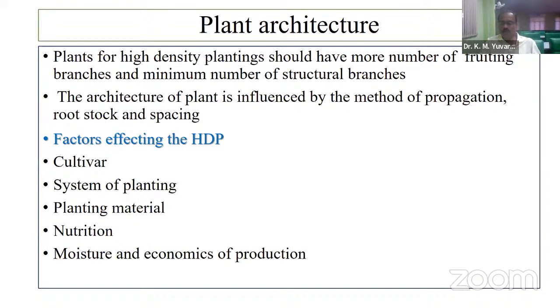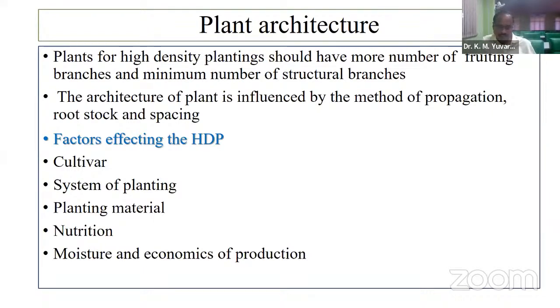Plant architecture: how to shape the plant architecture in the case of high density plantings. More plants for high density planting should have a greater number of fruiting branches and a minimum number of structural branches. That's why you can shape the plant architecture according to our plant. The architecture of the plant is influenced by the method of propagation, rootstock, and spacing.